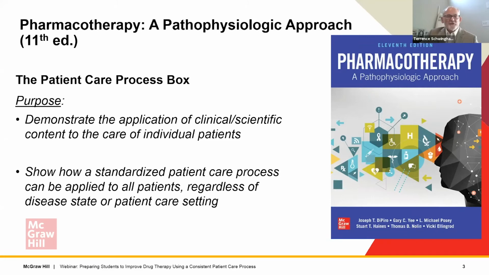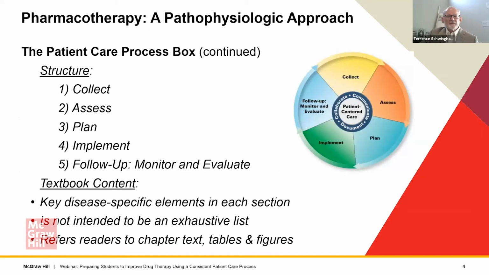Now, diseases throughout the pharmacotherapy textbook range from very common diseases that can be treated in community pharmacy settings or clinic settings, to inpatient hospital settings, to critical care settings. And the beauty about the patient care process is it can be applied to all of these different diseases, regardless of the setting of the disease or the complexity of the disease. Dr. Haines talked about the specific steps in the patient care process, so I won't repeat that here.